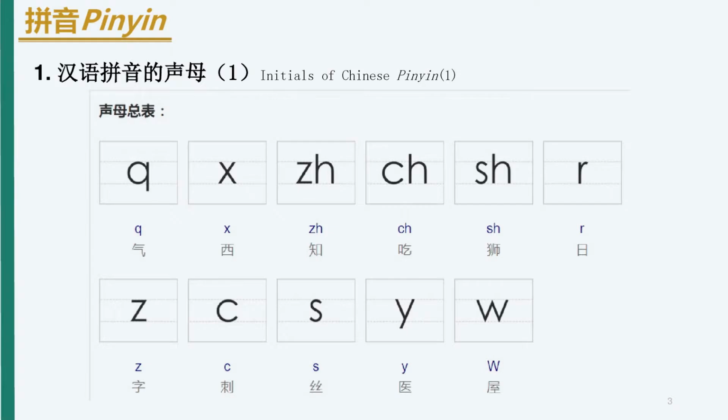Okay, so now let's try to review from the beginning. Did you get it? So let's try it together. N, l, g, k, h, ji. Is it okay? Okay, so let's try the next line here. So let me go to the next page. Okay, so the first one, qi, qi, and then xi, xi.